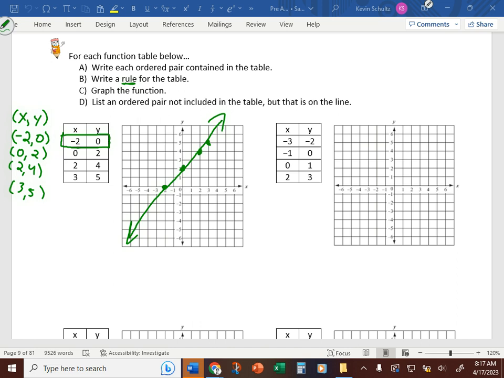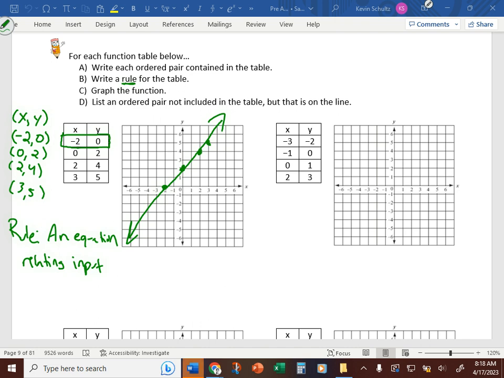But a rule for the table. What's a rule for a function table? Anyone remember this from last year? A rule for the table? Okay. Well, a rule for the table, I'll put the definition down here. A rule for a table is an equation relating the input, which what variable is the input? Who remembers that?